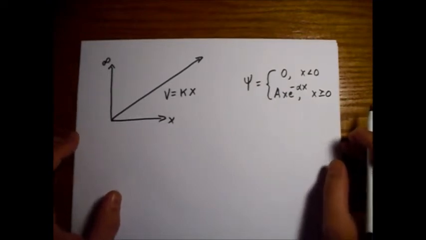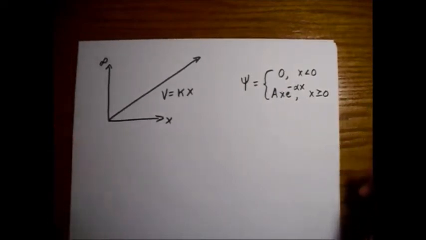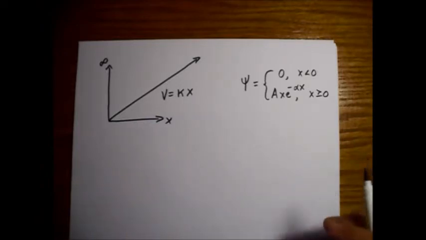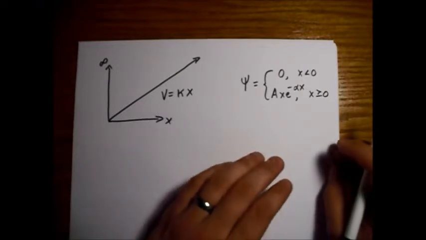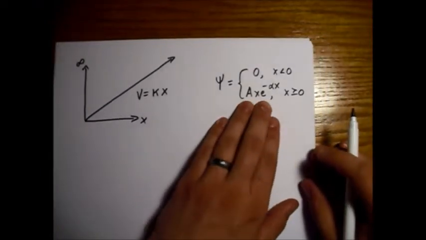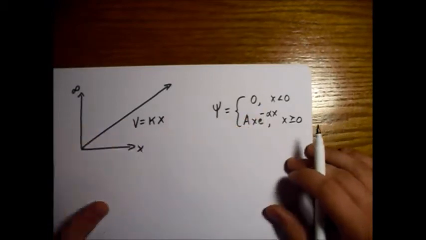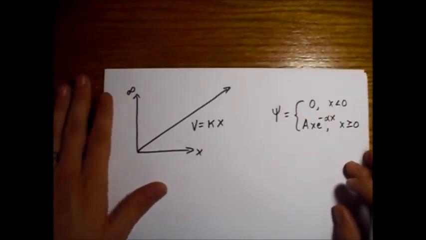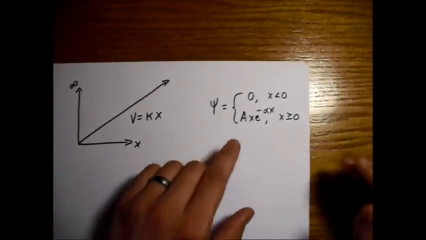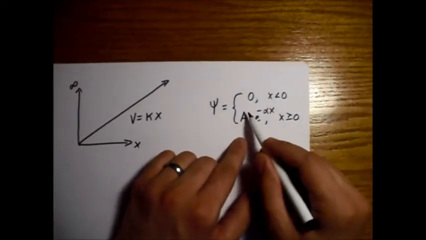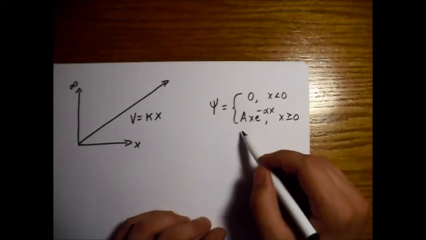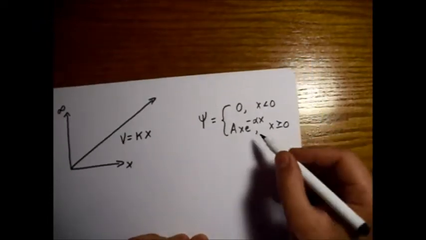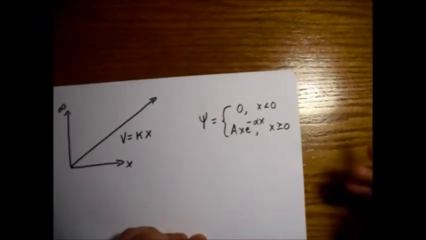And then we're going to try and find an upper bound for the ground state energy for this potential. So here's our trial wave function. It of course goes to 0 past this infinite wall, right? It has to. We have a normalization constant A, which we need to find, and then a variational parameter, alpha, here.